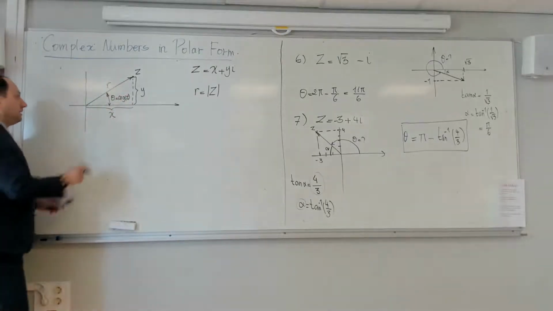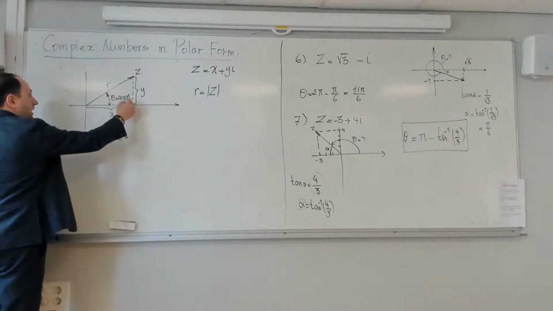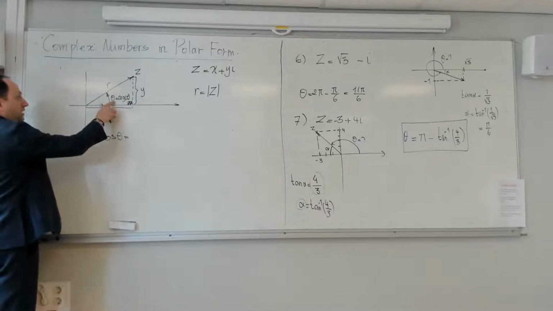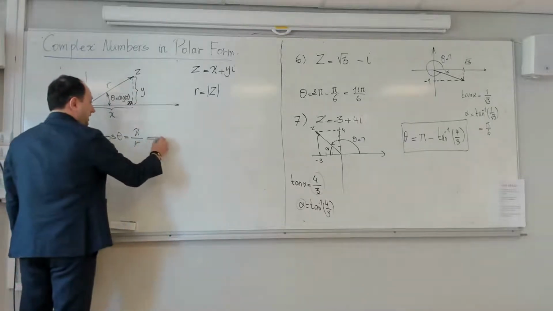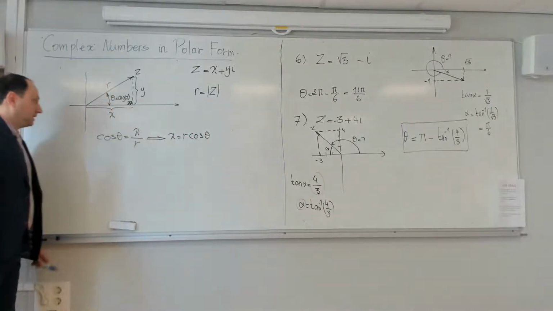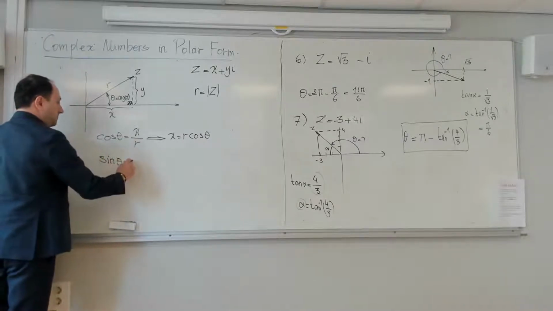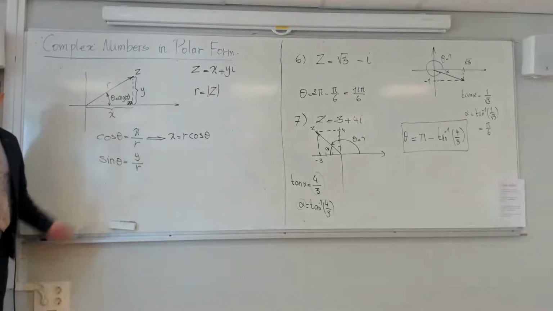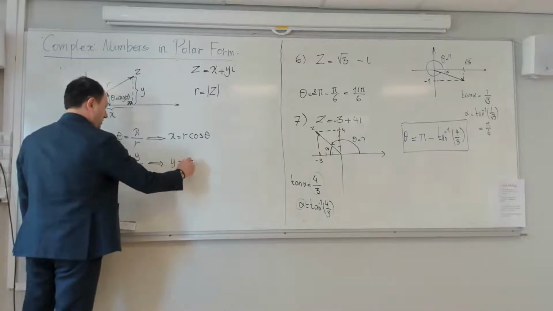And now let us see. If I ask you to write the formula for cosine theta in this right angle triangle, what do you write? Cosine of theta is the adjacent side divided by the length of the hypotenuse, which is r. But then let me multiply everything by r, so it becomes r cosine theta. And then I would write the same thing for sine theta. It becomes what? Y over r. Do you agree? The opposite side divided by the length of the hypotenuse. And then I multiply everything by r, so it becomes r sine theta.